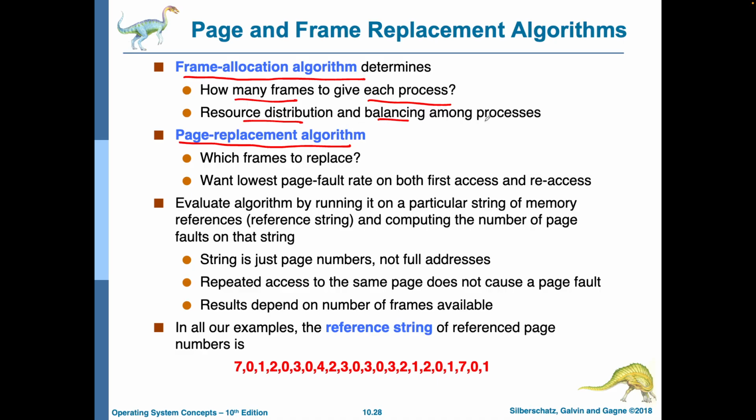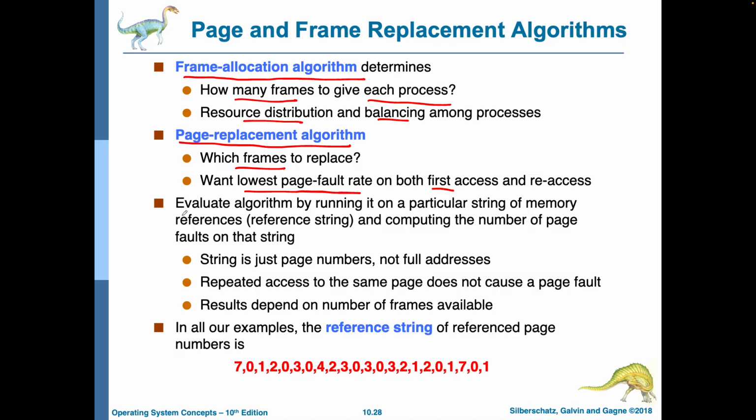those resources among processes. The page replacement algorithm decides, when we run out of available frames in memory, which frame we want to replace. We want the lowest page fault rate, on both the first access and re-access. That is the goal of the page replacement algorithm. On this slide and the next several slides, we are going to study page replacement algorithms.